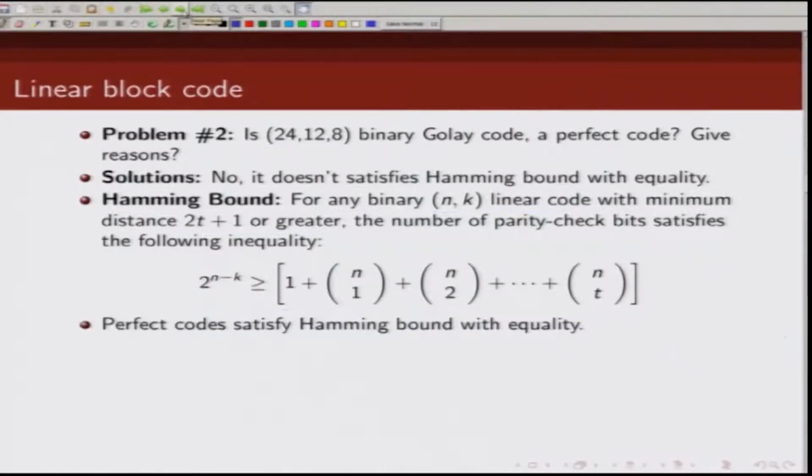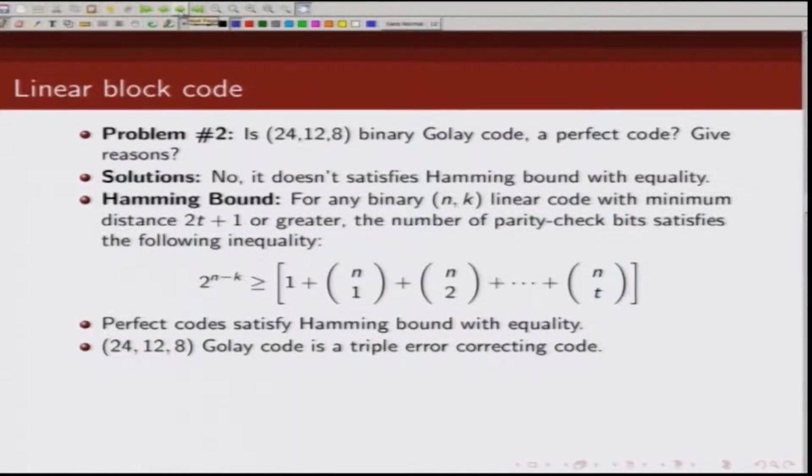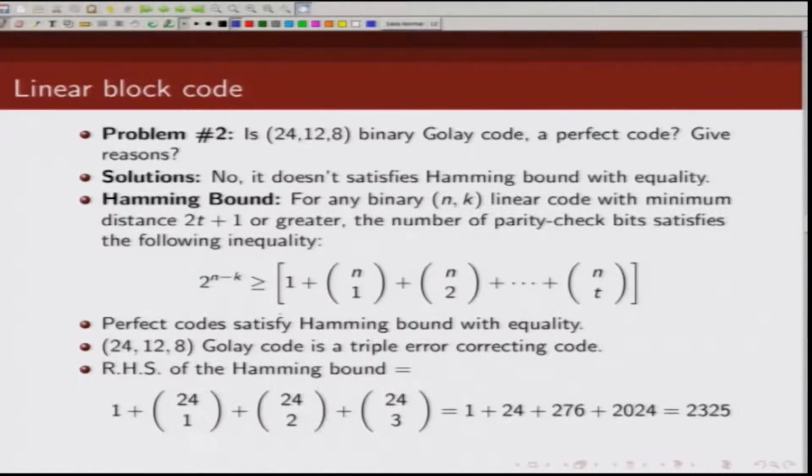Okay. So, let us just compute the right hand side. This will be 1 plus 24 choose 1, plus 24 choose 2, plus 24 choose 3, because t is 3. So, this is 1 plus 24 plus 276 plus 2024. So, this will be 2325. The term that we are getting on the right hand side is 2325.